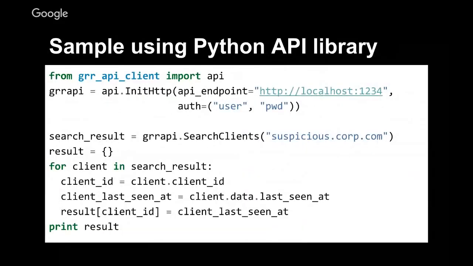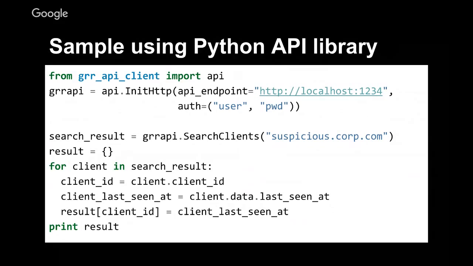So to give you a feeling of how code using the API client library may look, here's this slide. The idea is that we create a root API object, in this case with default basic authentication. We only have to provide it with the URL of the admin UI, and then it will talk to it. In this example, we search for all the clients that match the query, in this case hostsuspicious.corp.com. Then we create a dictionary where keys are client IDs and values are the time when the client was last seen. And then we print this dictionary.